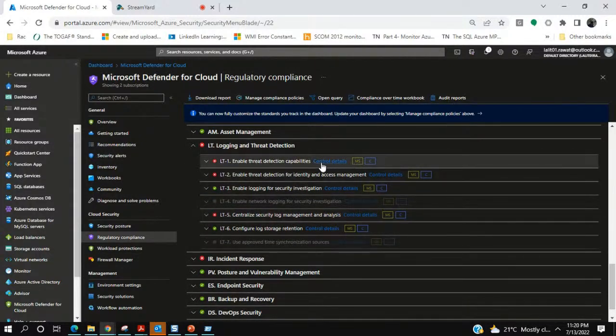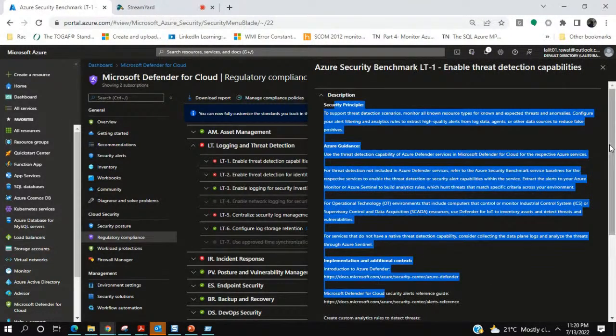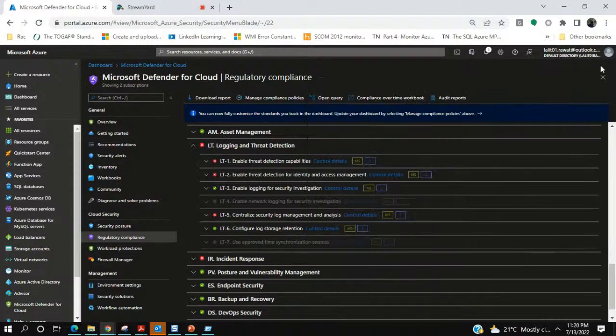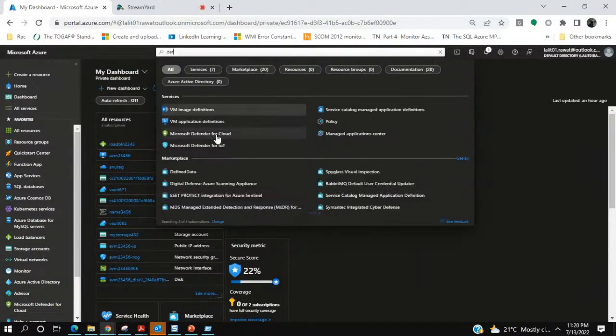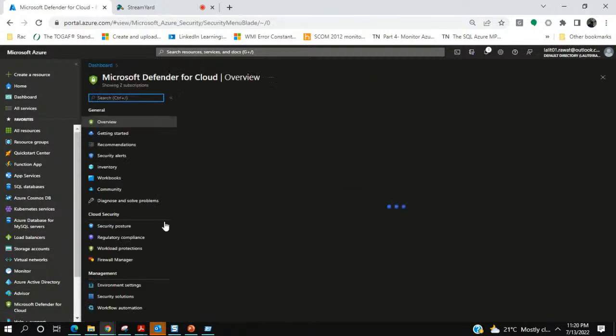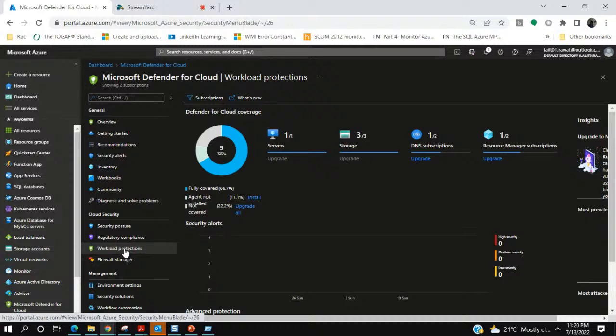So if you can see what the source control is, you wanted to get that contact details here. I'll have complete details here on what benchmark they are putting us on. And now you wanted to know what your workload has been protected in that particular environment. So there is one VM, three storage accounts, one DNS, or the resource group. All of those things will come here.